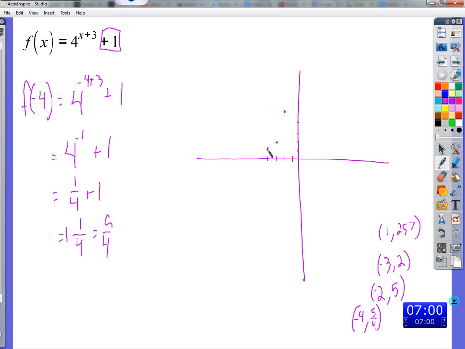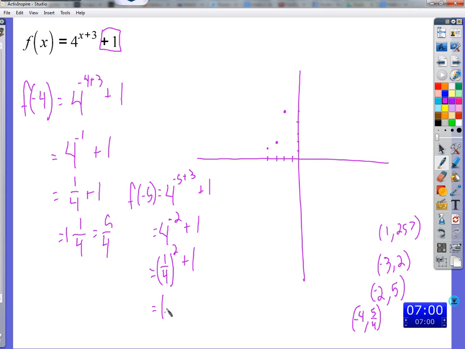Let's do one more just to see what's happening here. Put a negative 5 in there. 4 to the negative 5 plus 3 is 1. That's 4 to the negative 2. Remember when we raised to a negative power, let's just deal with the negative. That would be 1/4 squared plus 1. What's 1/4 squared?